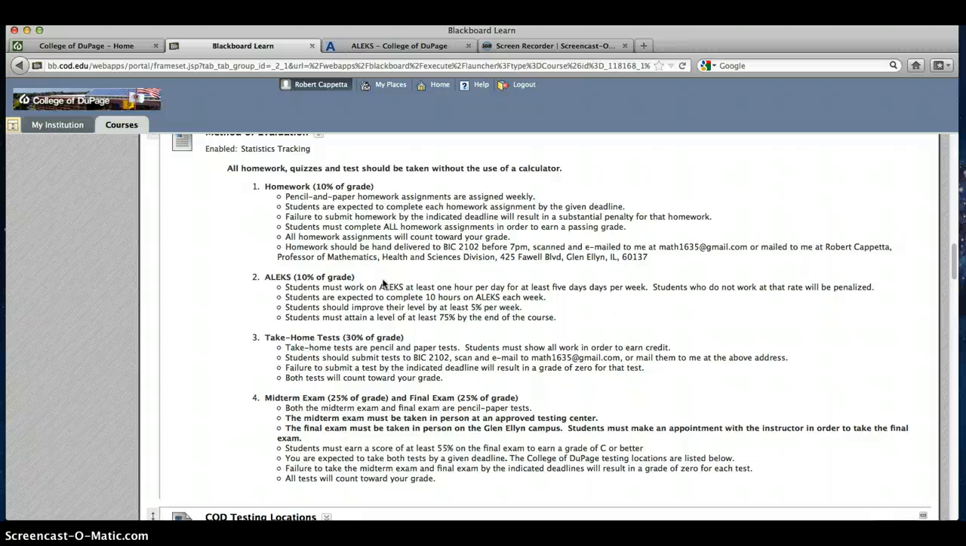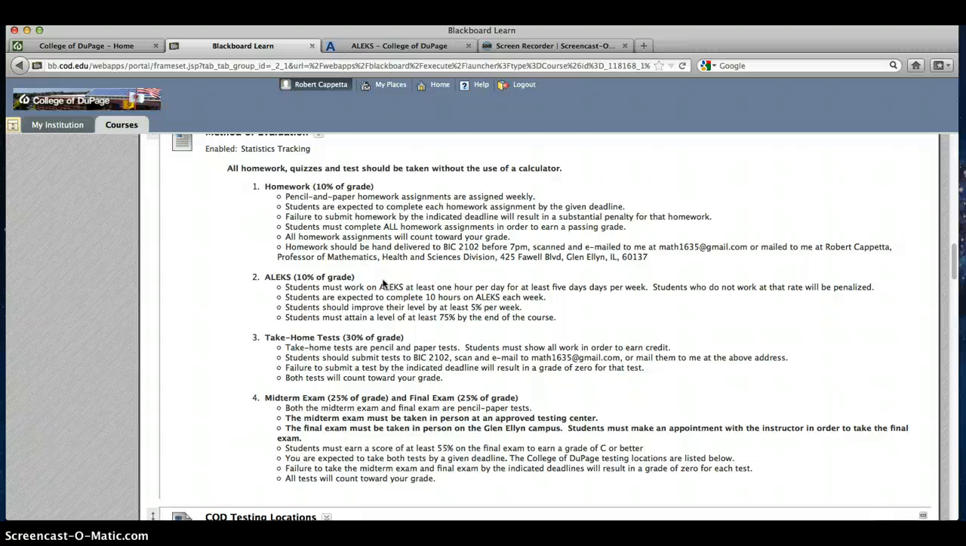And then you're going to have a midterm exam and a final exam that you will need to come to campus to take. The midterm exam you can take at any center. I prefer for you to take the final exam at the Glen Ellen campus if that's possible. We'll talk about that as those dates get closer. But you can see those are each 25% of the grade.